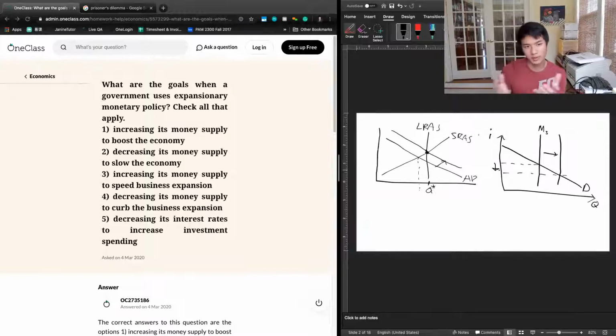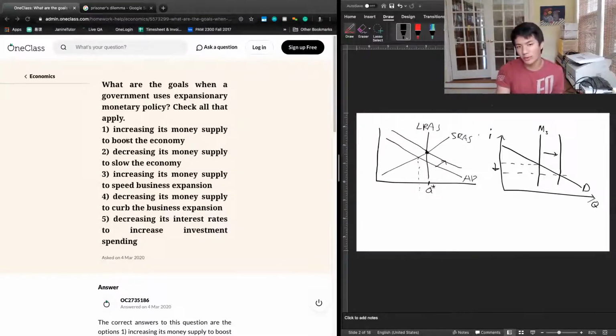So hopefully this explanation makes sense. There's a recessionary gap. The Fed looks at that and says, we want to stimulate the economy. How do we do that? We want to lower the interest rate. How do we do that? We want to increase the money supply. And so that's the three-step process that we would see.